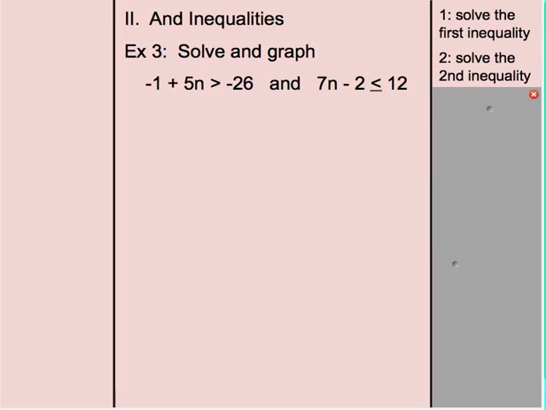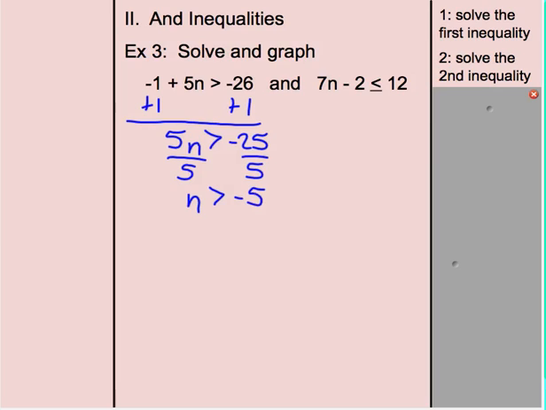So I'm going to look at my inequality on the left. I'm going to add 1 to both sides. So I get 5n is greater than negative 25. Dividing both sides by 5, and the value I'm dividing by is positive, so I don't have to flip my inequality. I can't graph yet. I have to solve both inequalities before I can graph.